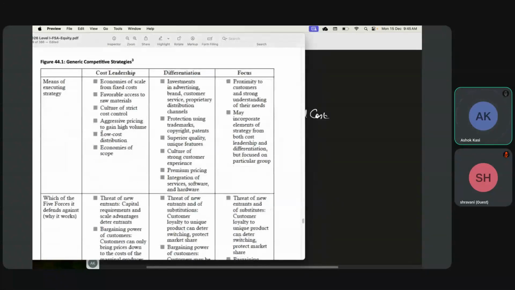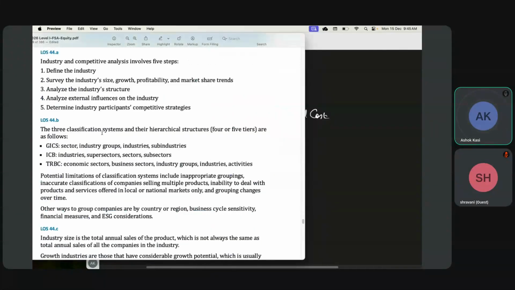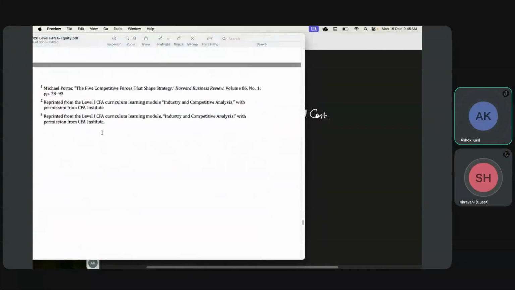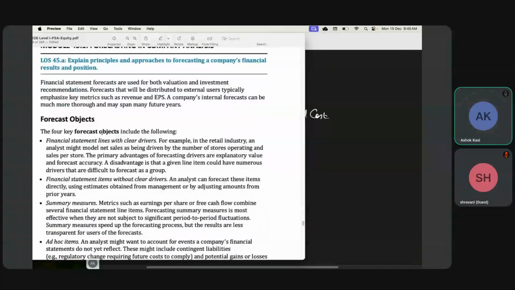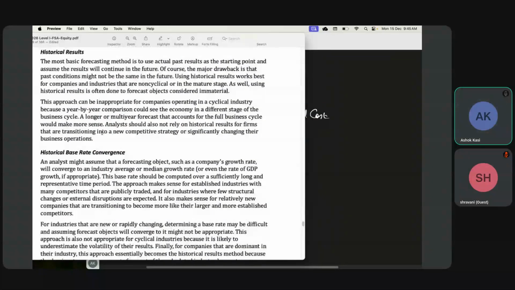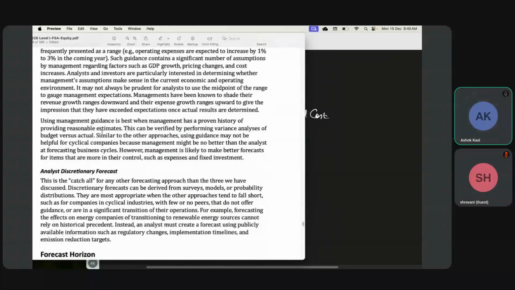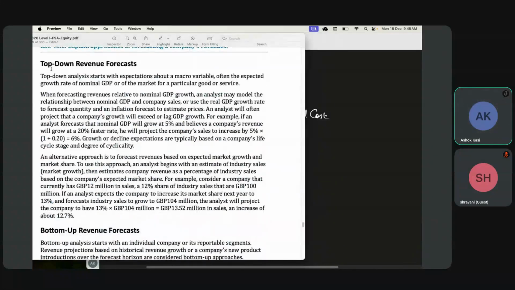This page you can all ignore, it doesn't matter, this table. Here all these are self-explanatory. If you don't read also, it's fine, but this one you should read.